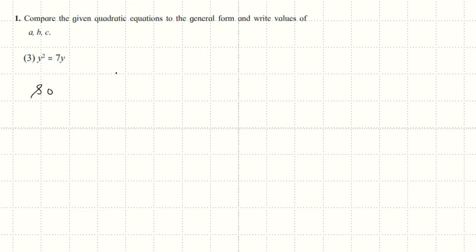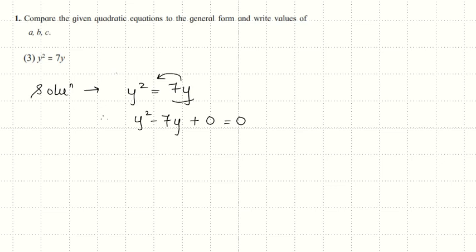Solution. The given is y square is equal to 7y. So make it in a general form first. Therefore the standard form is y square. This 7y will come on the left hand side. It will become minus 7y. And there is nothing, that means it is 0 in the third place, is equal to 0. This is the equation in standard form that we have got now.